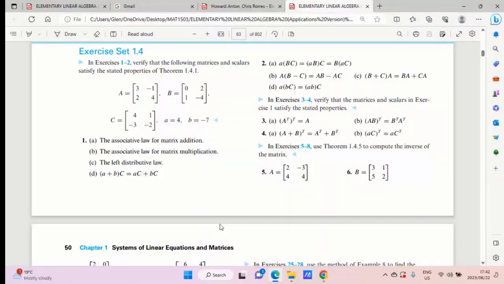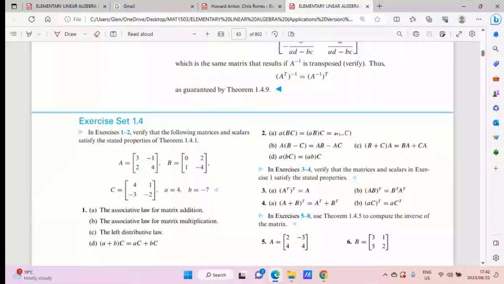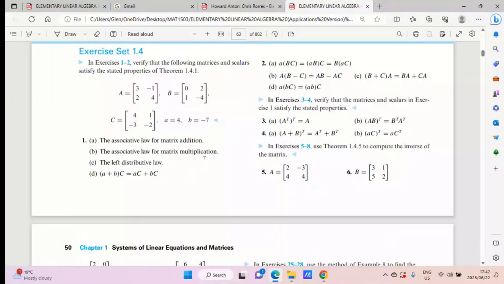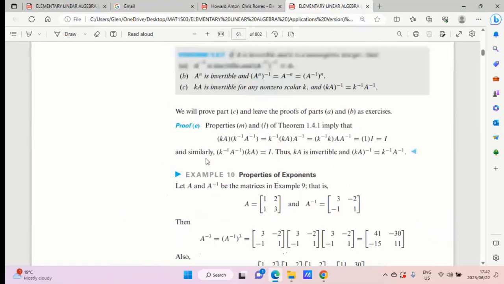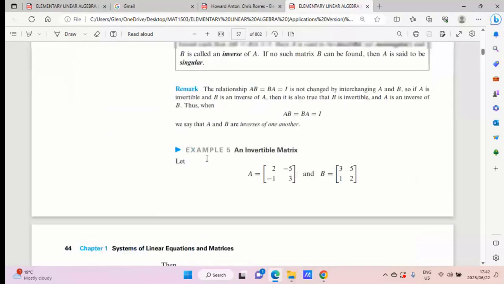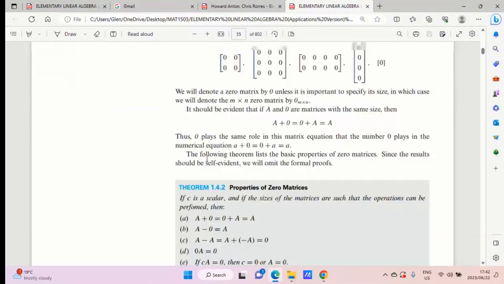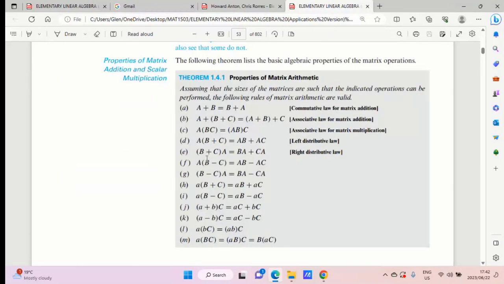Now we are going to look at the distributive law. We are going to verify whether the distributive law holds or not. Level, let me remind you again about the distributive law. Sir, you come to the theorem.